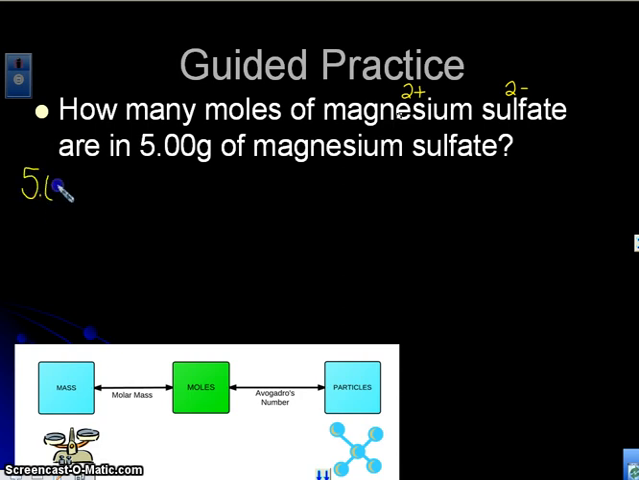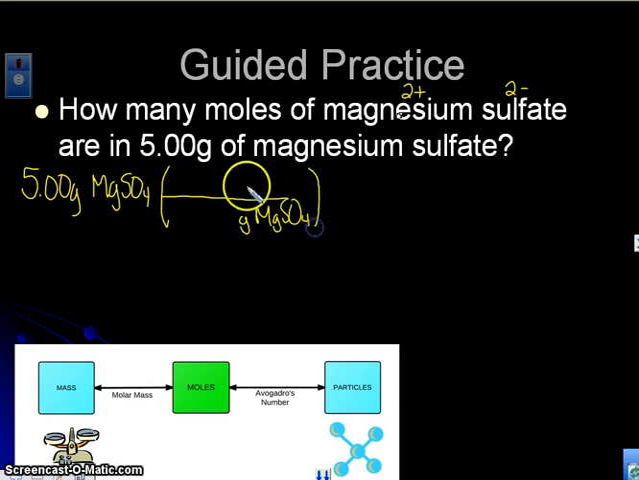So 5.00 grams of magnesium sulfate. And we want to go from grams of magnesium sulfate to moles of magnesium sulfate. And in order to do that, we need to calculate our molar mass. To find our molar mass, we need to add up all the masses of all of the elements in our formula from the periodic table. We need 1 magnesium, 1 sulfur, and 4 oxygens. When we add those up, that gives us the mass of 1 mole of the substance.